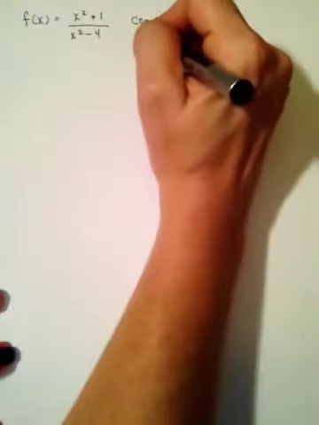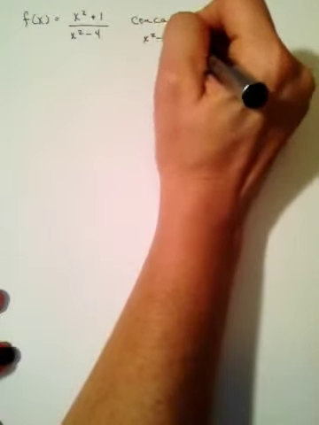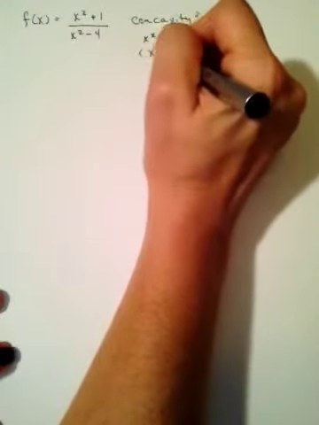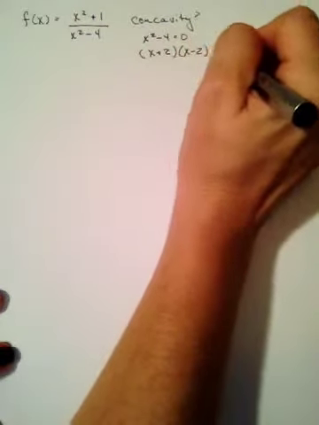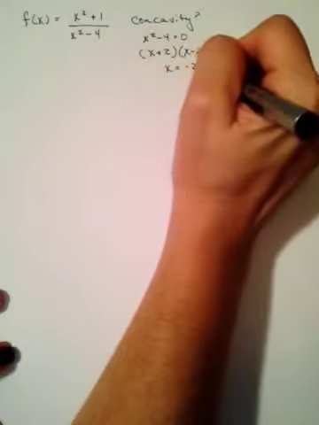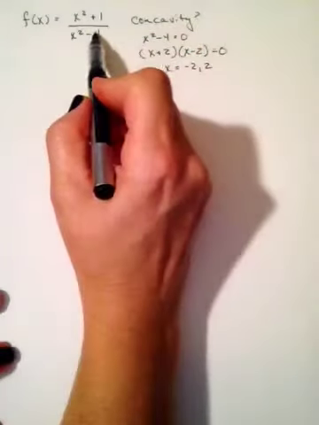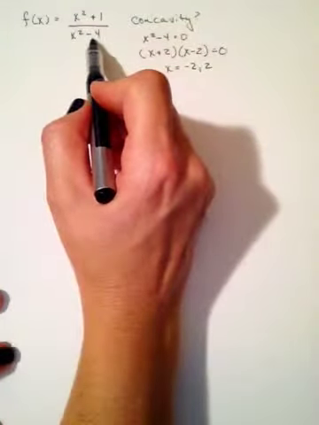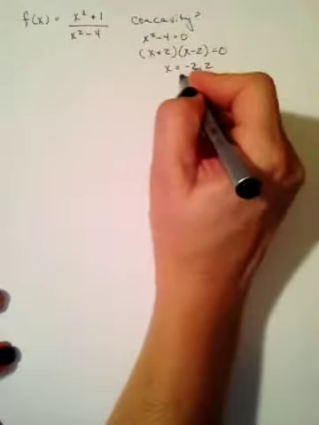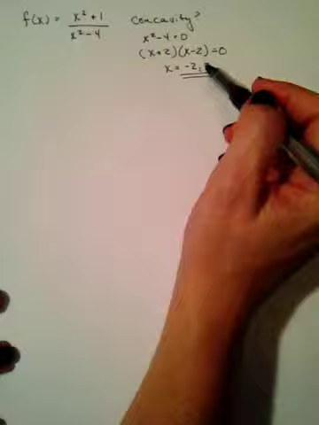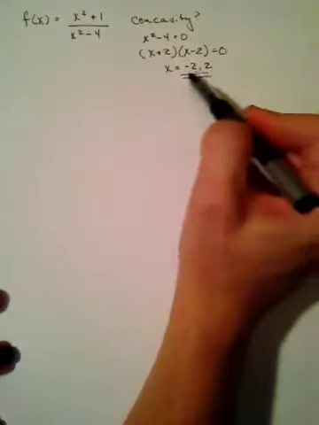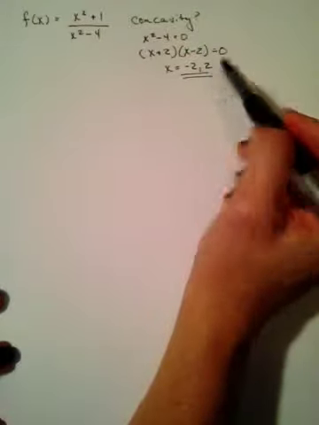So if I set x squared minus 4 equal to 0 and factor, it's x plus 2 times x minus 2. So x equals negative 2 and 2 would make this function undefined. So these are important to note. I'm not going to include them in my points of inflection because the function is not defined there, but I'd certainly want to consider them when I'm writing my intervals.